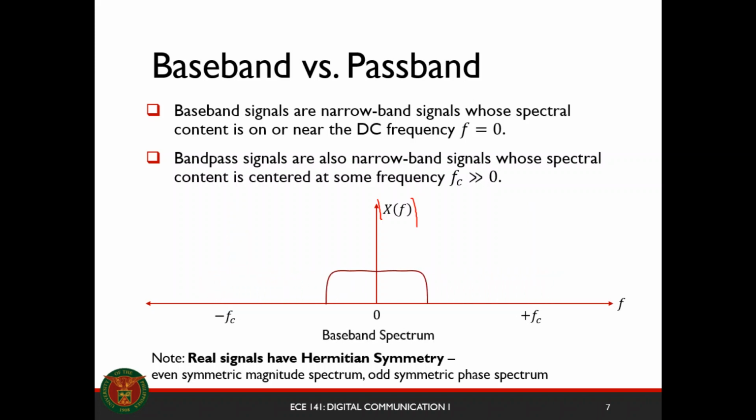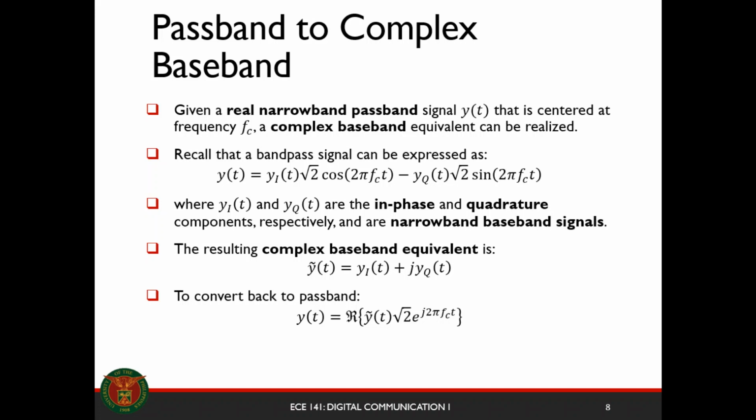Okay? From our passband signal, consider a real narrowband passband signal y of t that is centered at a frequency f sub c. We can represent it as its complex baseband using the fact that y of t has a cosine component and a sine component. So we can actually break down y of t with its cosine and its sine component. Okay? We call this cosine component the in-phase component, the sine component as the quadrature component.